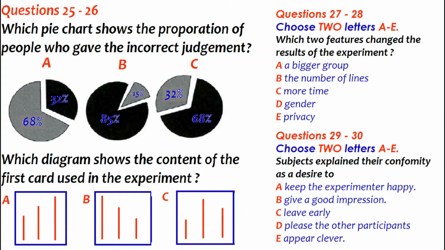Now, what experiments which occurred sometime later found was that other factors can influence the result. For example, when there were more so-called participants, there was even more conformity. On the other hand, when people were able to respond in secrecy, by writing the result down, for instance, they made fewer incorrect judgments about the lines.